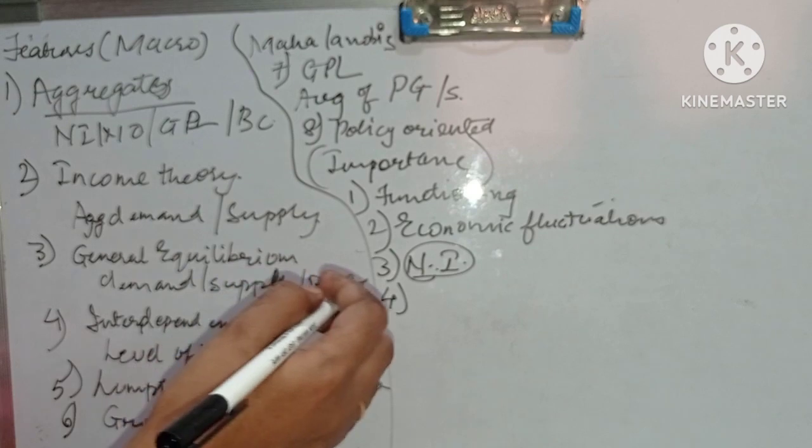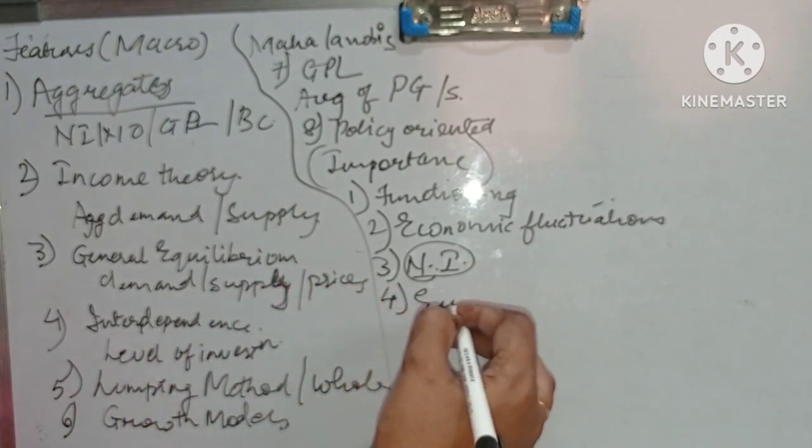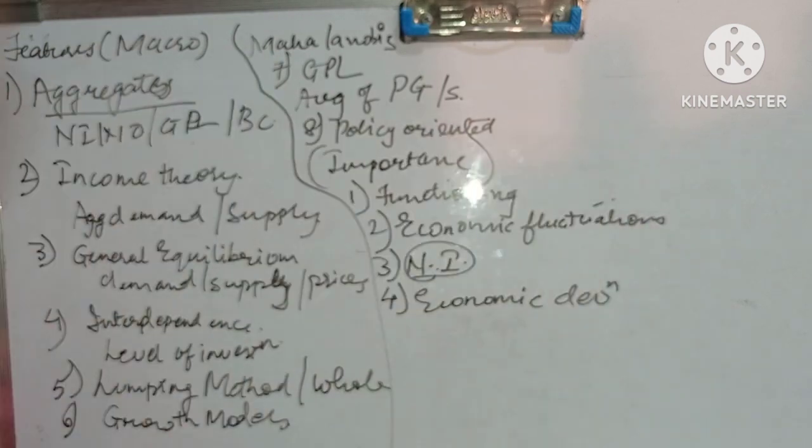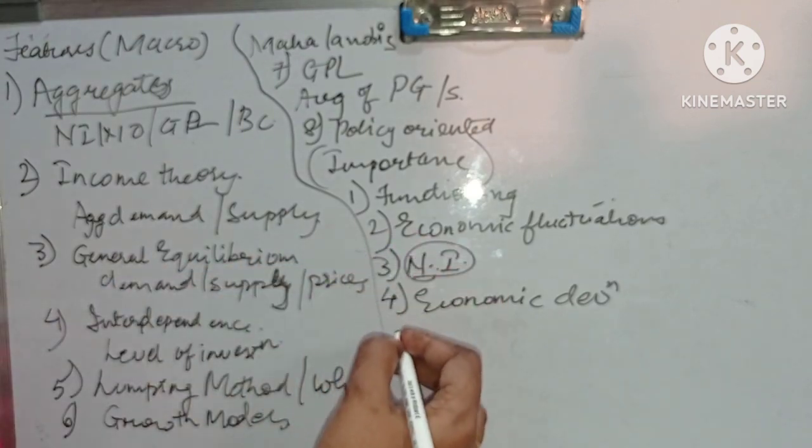Then comes economic development. Advanced studies in macroeconomics help to understand the problems of developing countries such as poverty, inequalities in income and wealth, and differences in the standard of living of the people, etc. It suggests important steps to achieve economic development.